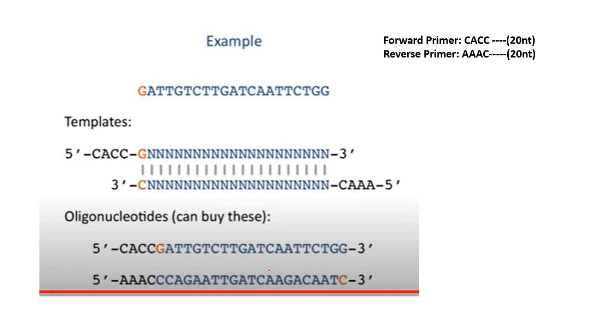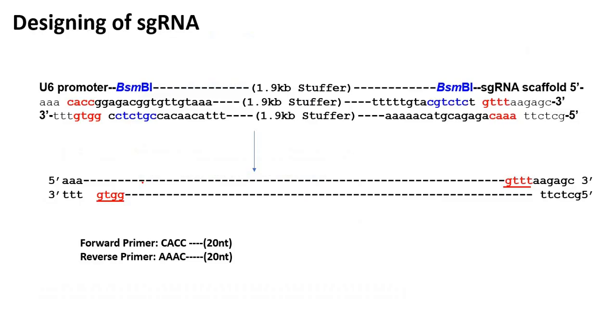Once you are ordering this, you have to keep this in mind, and the C will be at the 3 prime position. And why? Because the complementary sequence of G is C. If you do not add G, then they will not pair. And why are we adding CACC and AAAC?